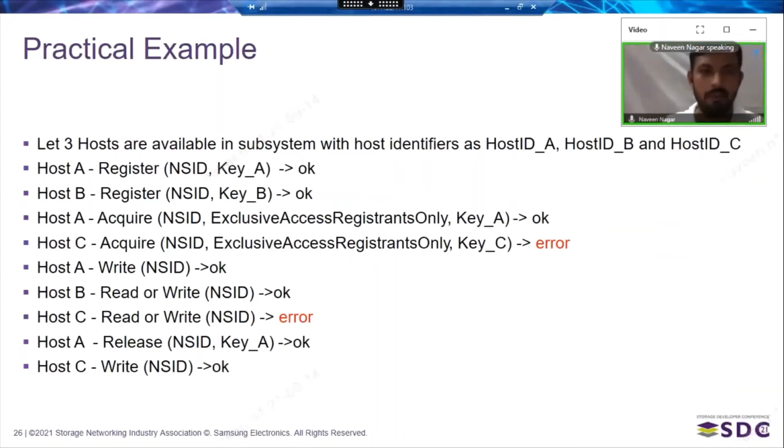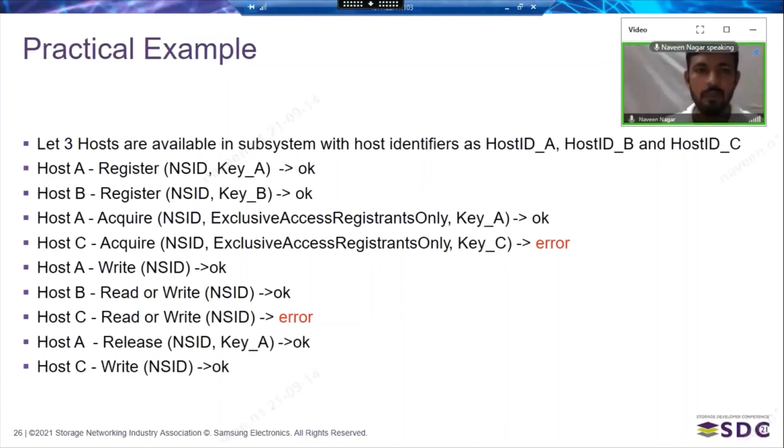Now, let us say host A issues a register command with some key value, and host B also issues a register command with some other key value. So these commands will be successful from the device side. And now host A wants to acquire a reservation, and the reservation type is exclusive access registrant only. And this command will be successful also.